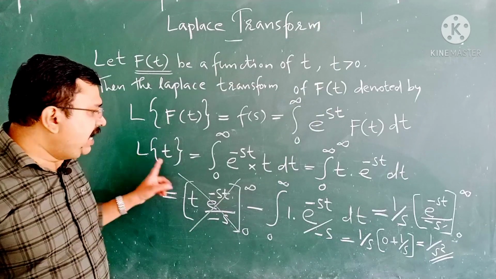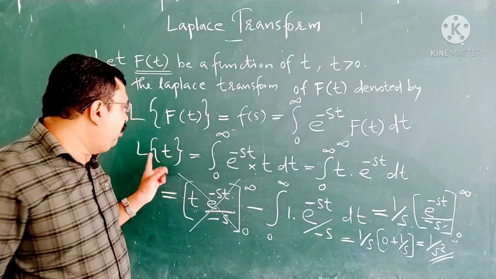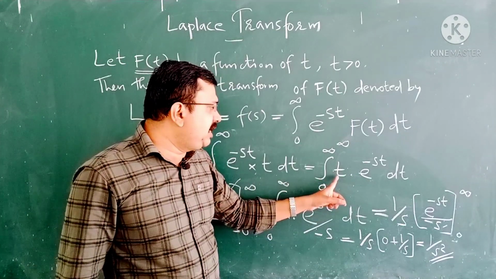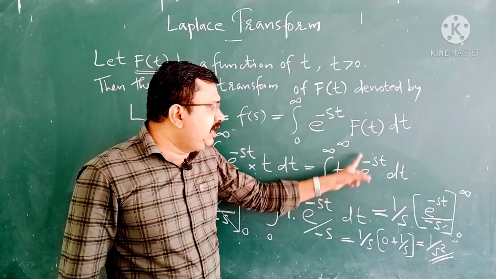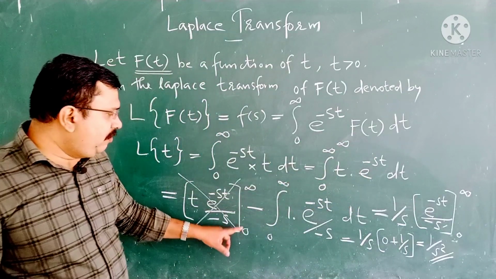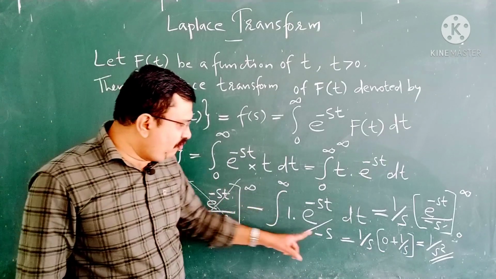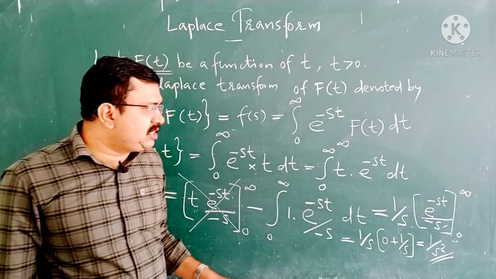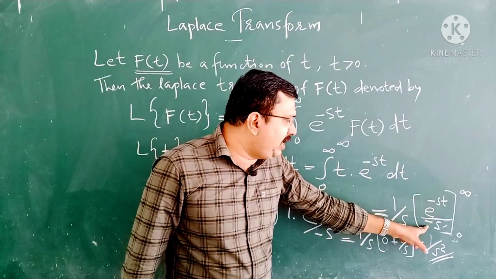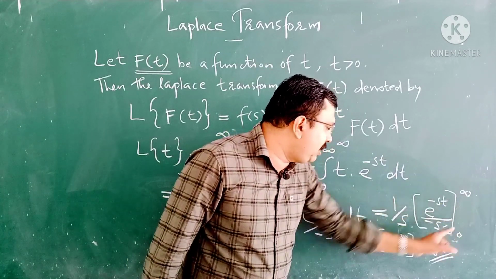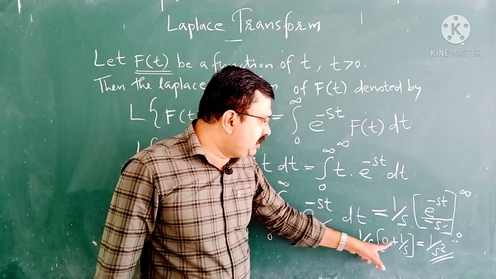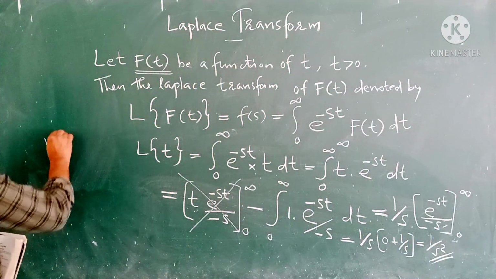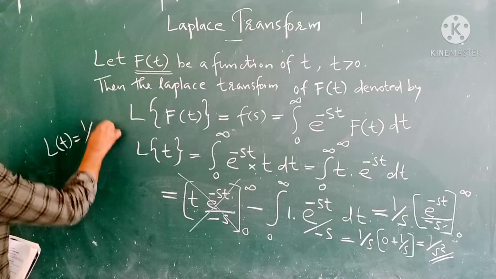Remember that L of t equals 1 by s square. L of t can be written as the integral of e raised to minus st into t dt. Remember that here we may take the first function as t and the second function as e raised to minus st. Then we apply the lower and upper limit; this term will become 0, minus of minus s, that is 1 by s. Then we find the integral from 0 to infinity of e raised to minus st, that is e raised to minus st divided by minus s. Then we again apply the lower limit and upper limit, and we get 1 by s into 0 plus 1 by s, which becomes 1 by s square. Therefore, remember that L of t is equal to 1 by s square.